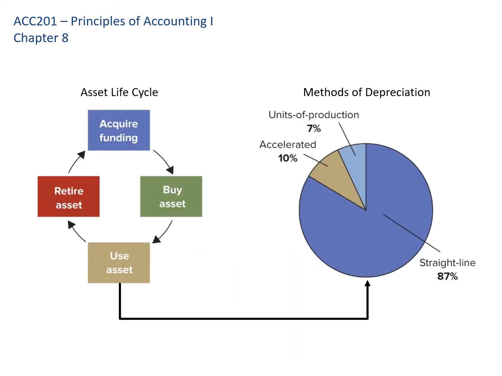So there's an asset life cycle, which is we acquire funding to buy an asset, we buy the asset, we use the asset, and then we retire the asset, meaning we sell it off or dispose of it in some way. So that's where we want to record depreciation, during the time in which we use it. And there's a couple of different methods to use, and you can see that far and away the majority of people use the simplest method, which is straight line. I'm going to show you the other methods, but that's what we'll kind of focus on because that's what you're most likely to see.